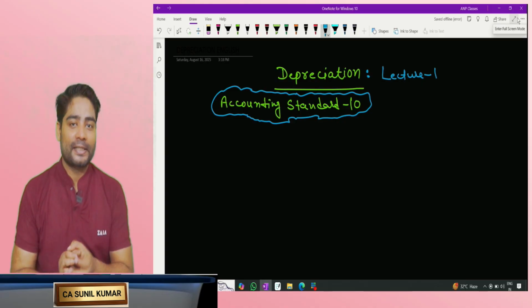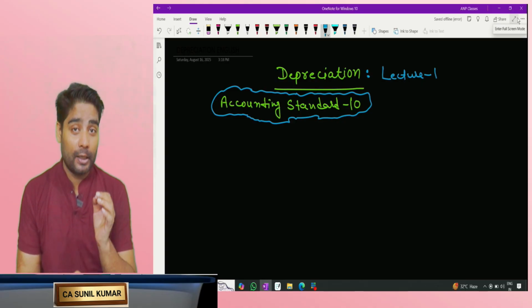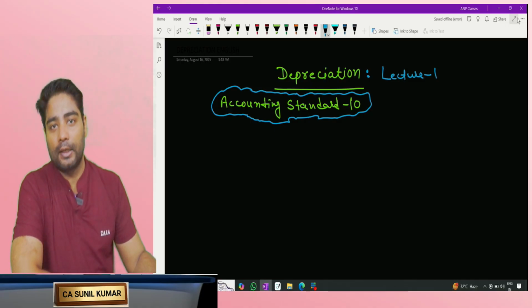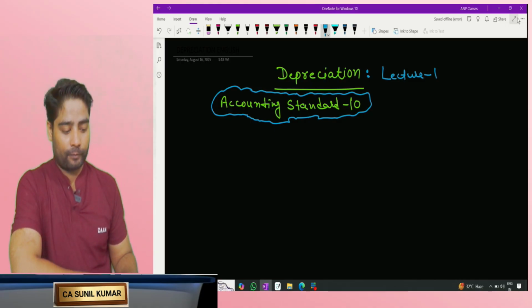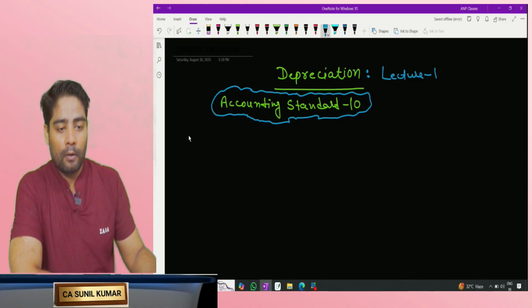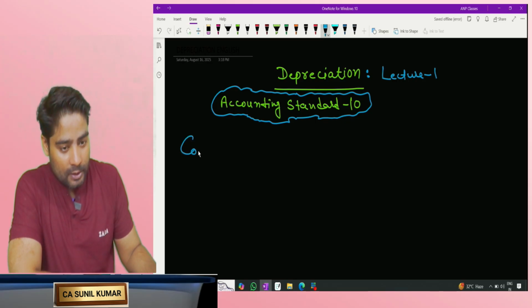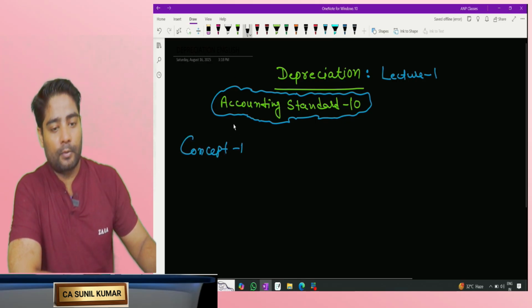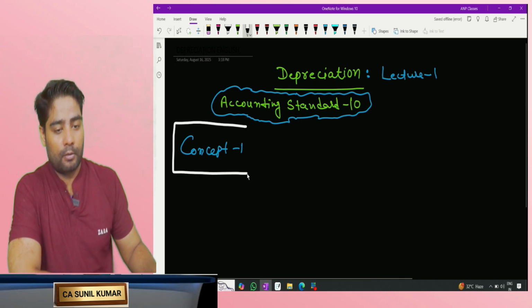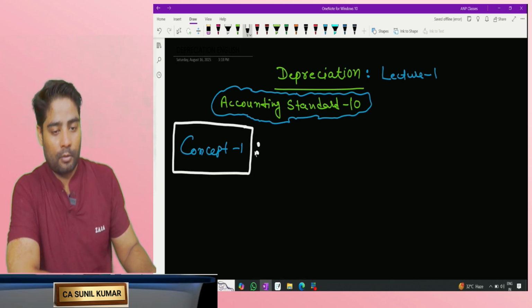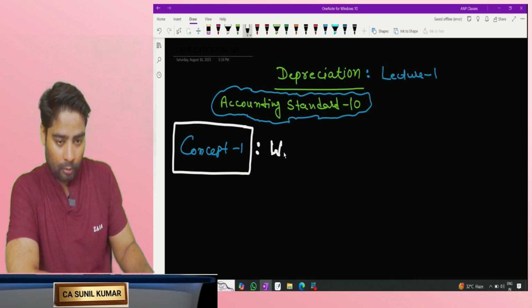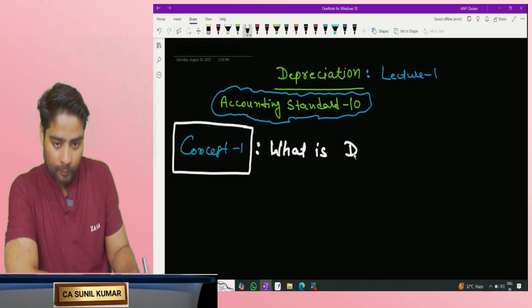Chalo. Let us start our chapter, which is depreciation. And today is lecture 1 of depreciation. So write down concept number 1. What is depreciation?